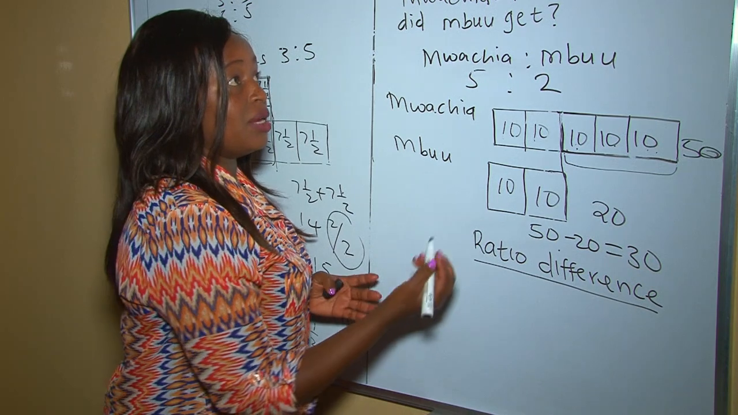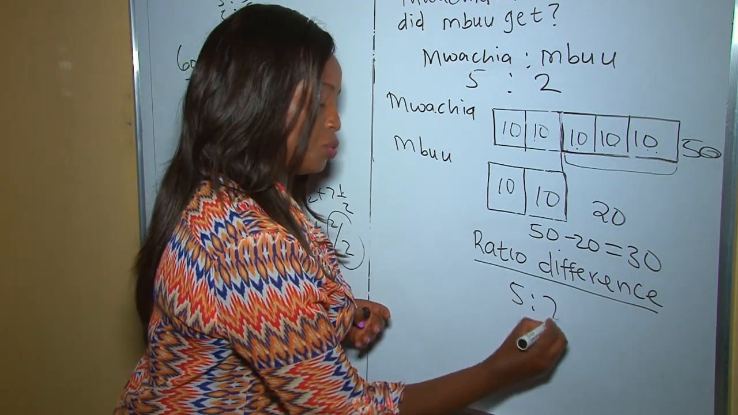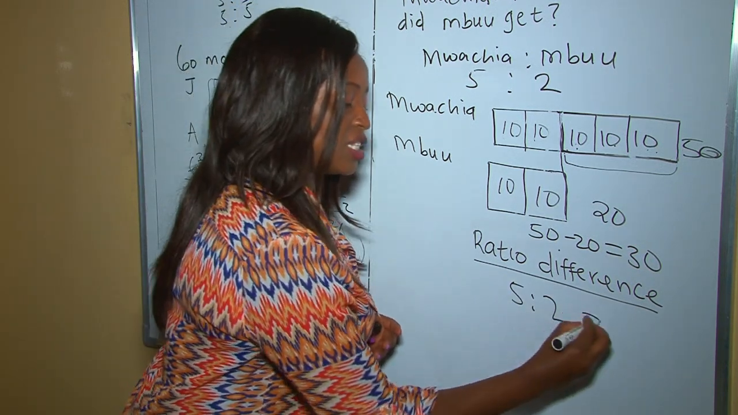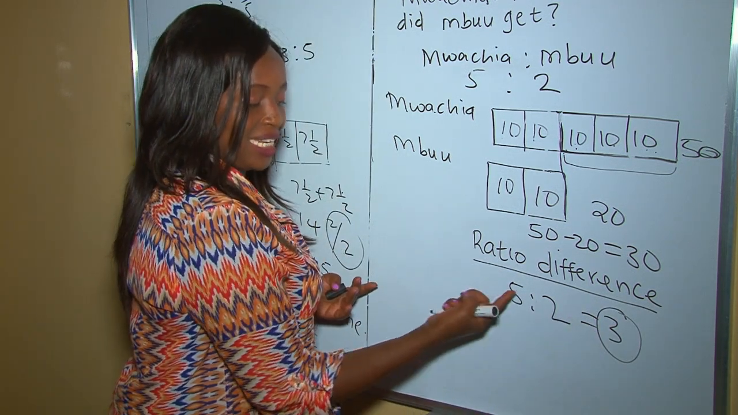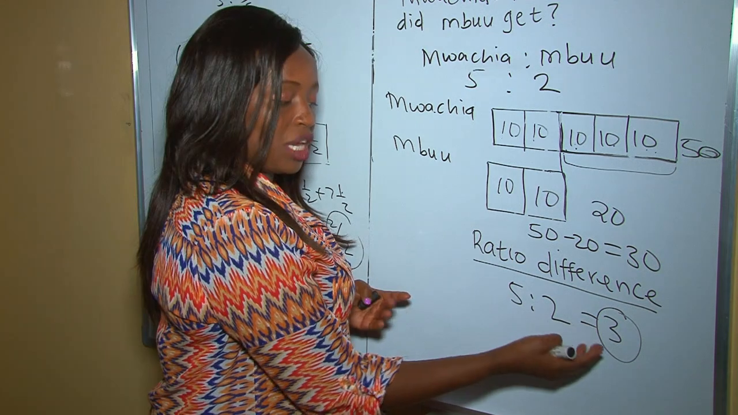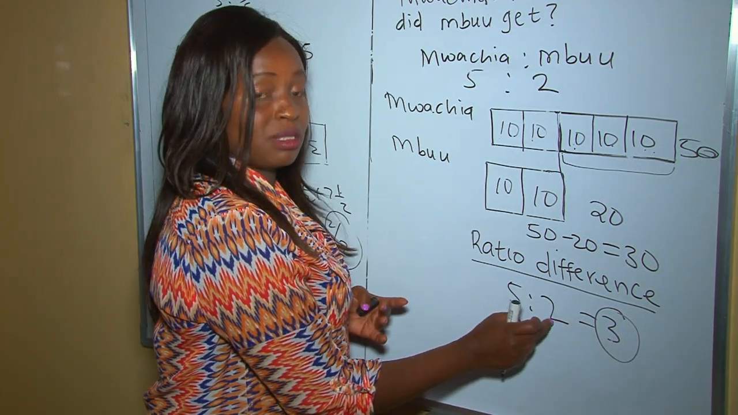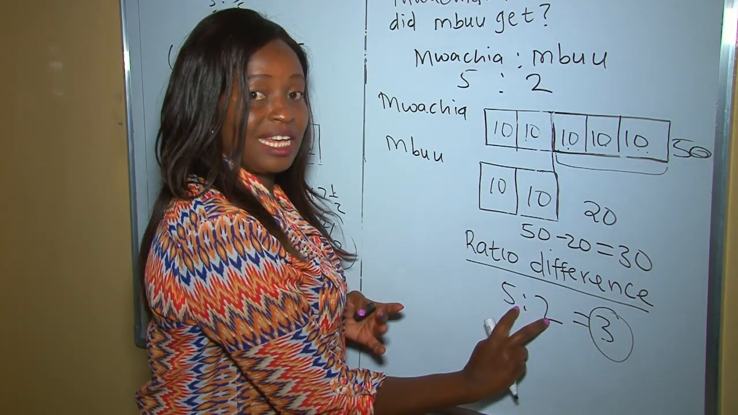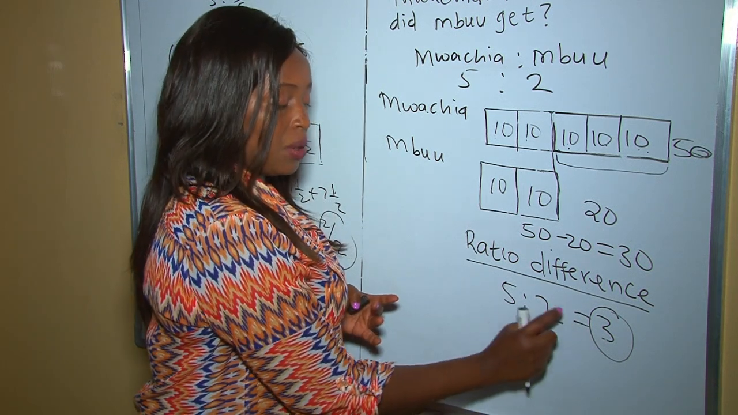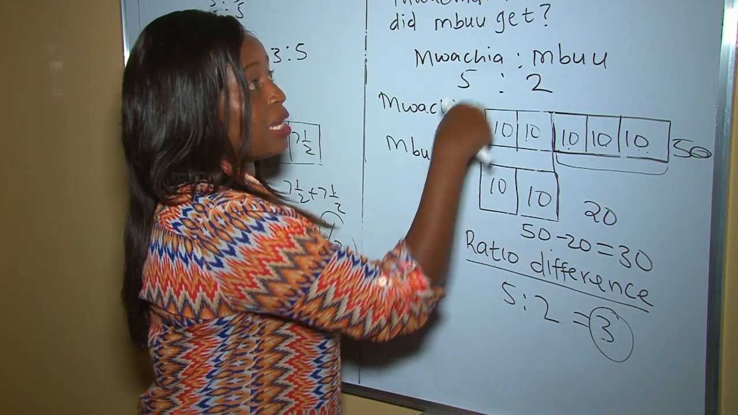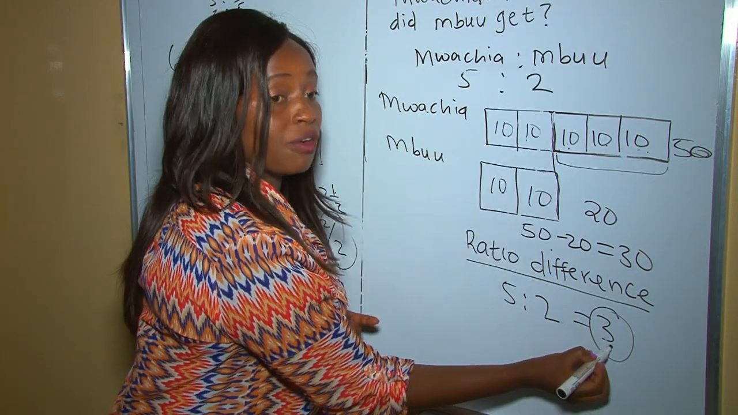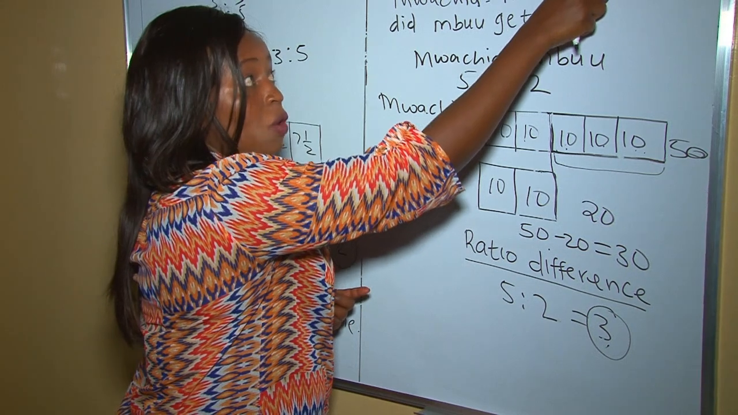Ratio difference, we are supposed to say 5 is to 2. So 5 take away 2 is 3. This 3 is what makes this person get less than this one. So if we add this 3 here, it becomes 5, and they could now be getting the same. But now, because he got 2, this 3 makes him get less by 30. So the ratio difference is equal to this difference of 30.